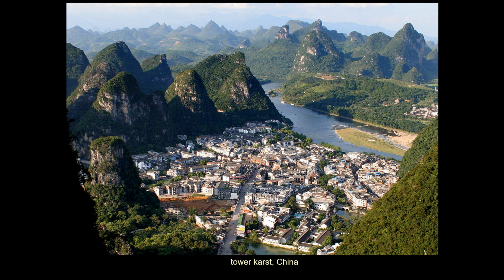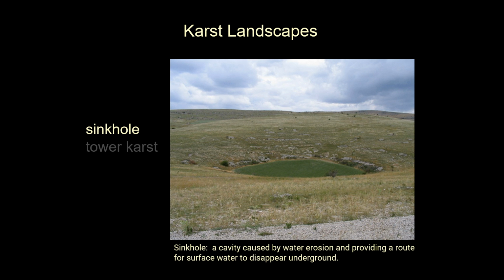Outside the U.S., karst topography can look very different. This is called tower karst in China, these large mini mountains, if you will. So we'll talk about the various types of karst topography and use examples from all around the world.